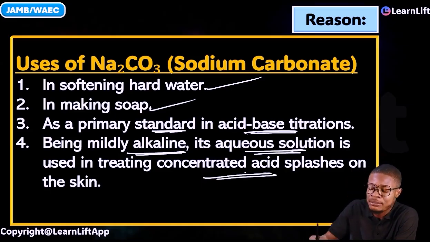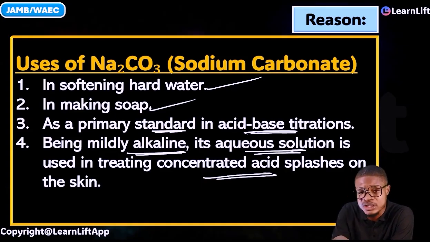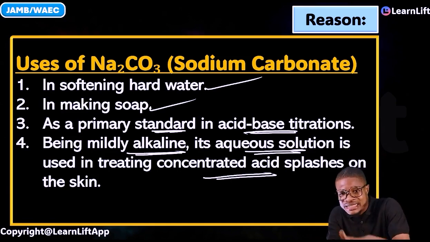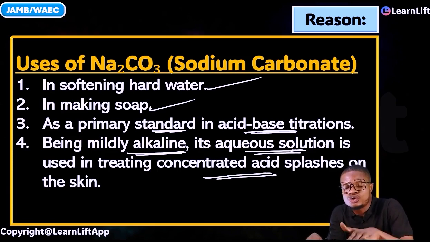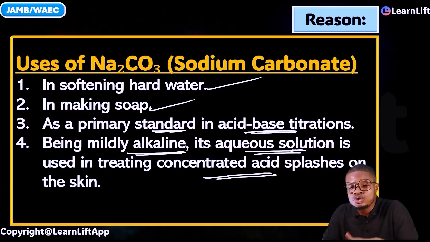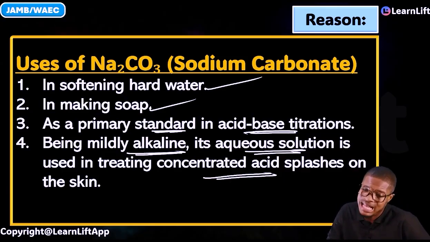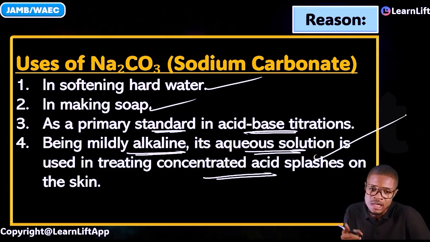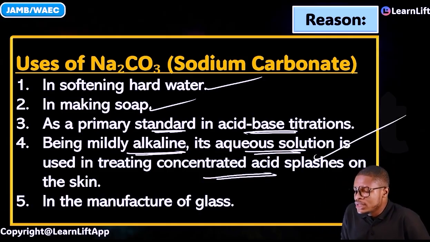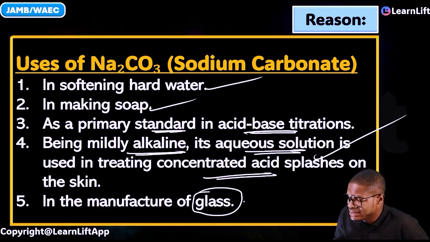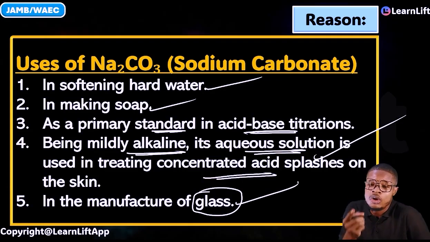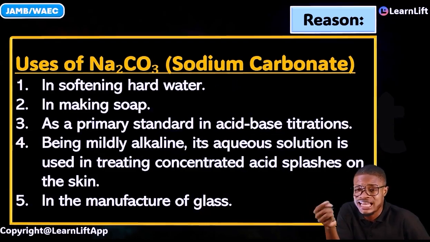So if concentrated acid splashes on somebody's skin, what can you use to calm the effect down? You need your what? Your sodium carbonate, the one you call sodium trioxocarbonate what? (IV). Are you with me? This one is a constant question. They have had this question as well. Number 5, it is used in the manufacture of what? Glass. This is where they picked it from. Your Na2CO3 is used in the manufacture of what? Glass. How do we know?